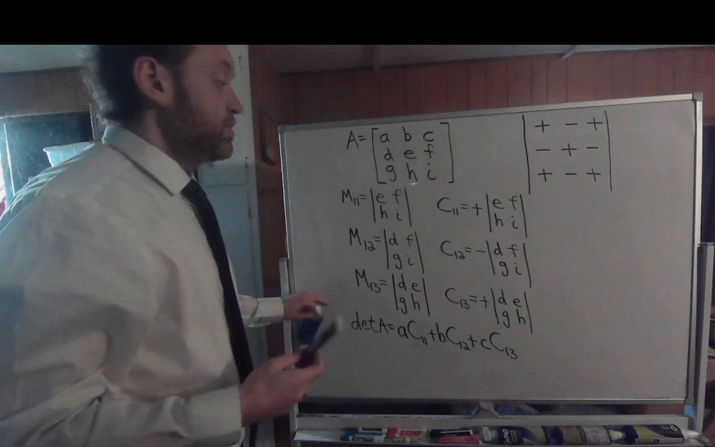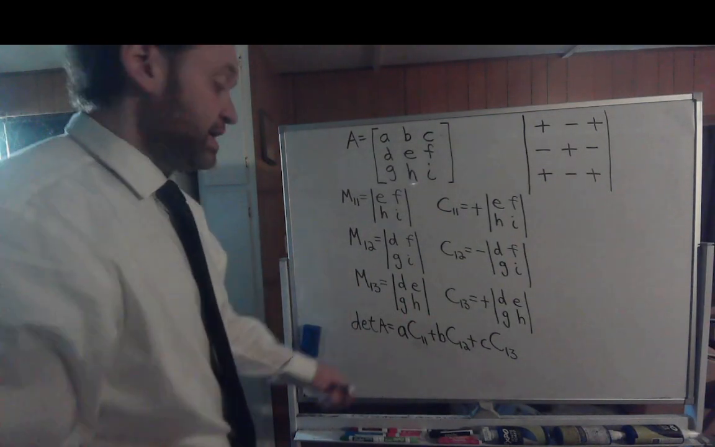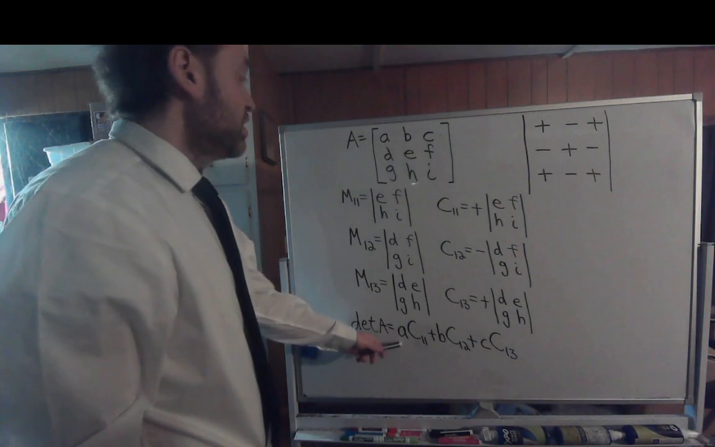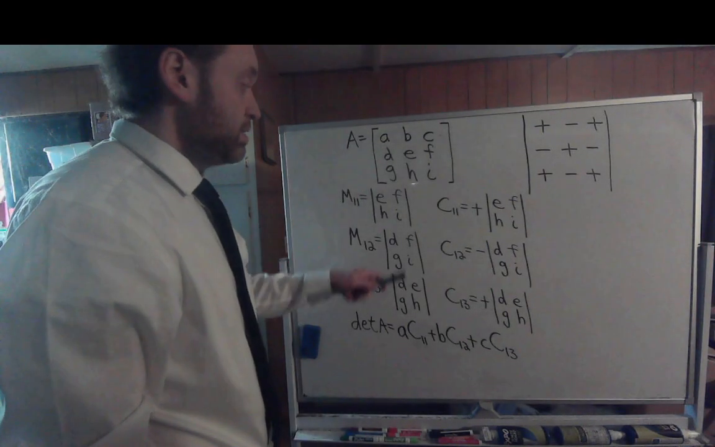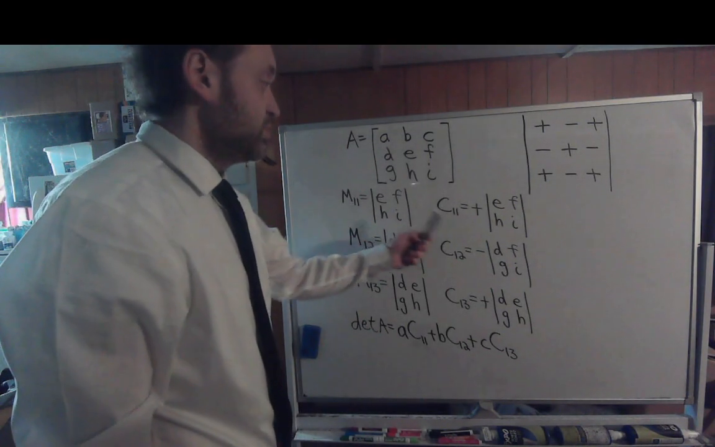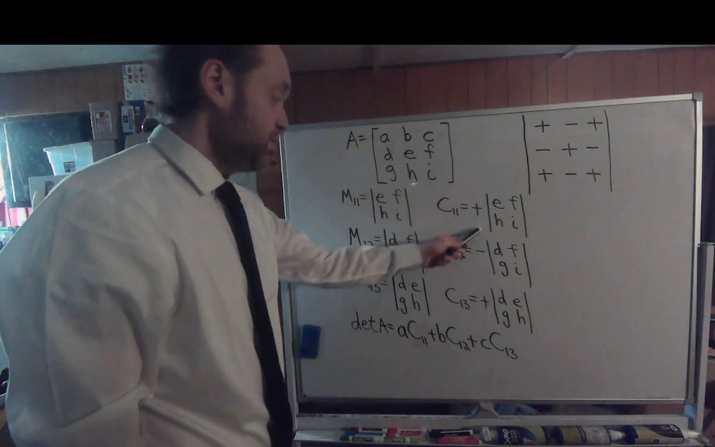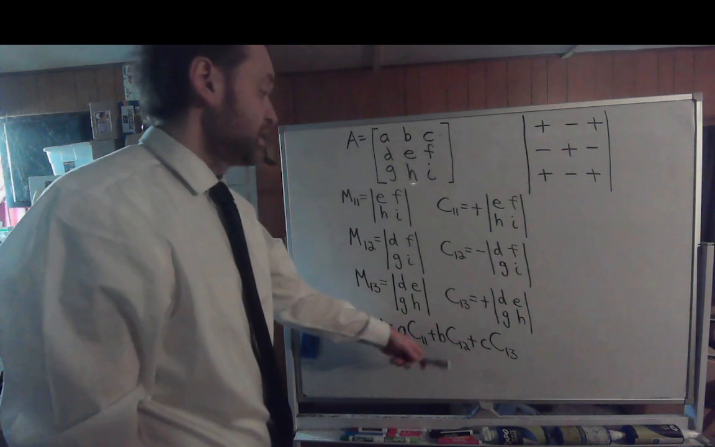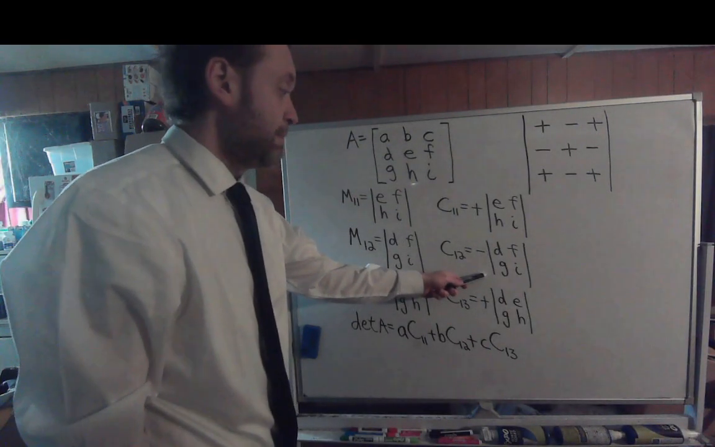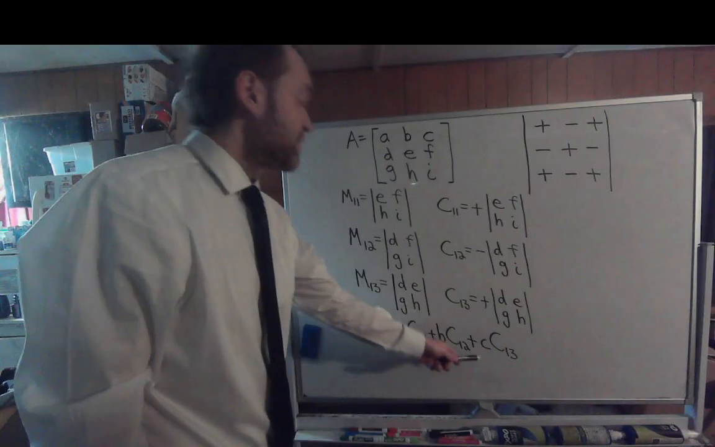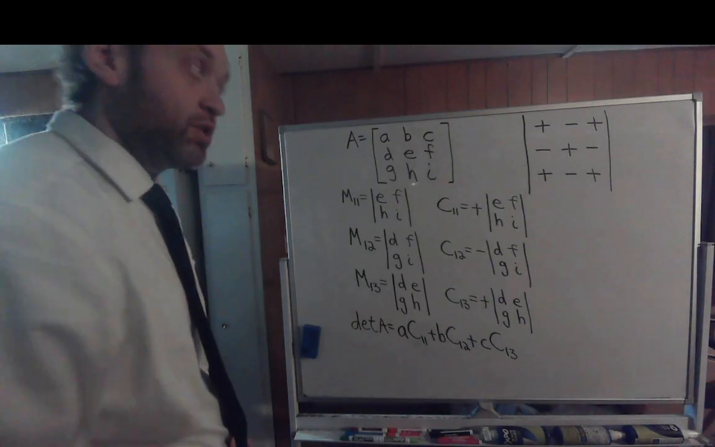So now, once you've found all your cofactors, to find the determinant, you take the value of the coefficient in row 1, column 1, which was what you used to get cofactor 1, 1. You'll take that coefficient times cofactor 1, 1, plus the second coefficient times cofactor 1, 2, plus the third coefficient times cofactor 1, 3. And that'll be your determinant.